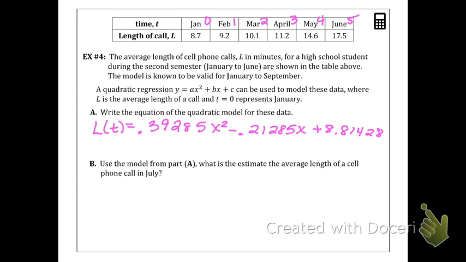Now it says, use the model from part A. What is the estimate of the average length of a cell phone call in July? Well, July will be month 6. So since we put this into our Y1, we can go to our table, go check when X is 6. And so it should tell us that it's 21.68 minutes approximately.